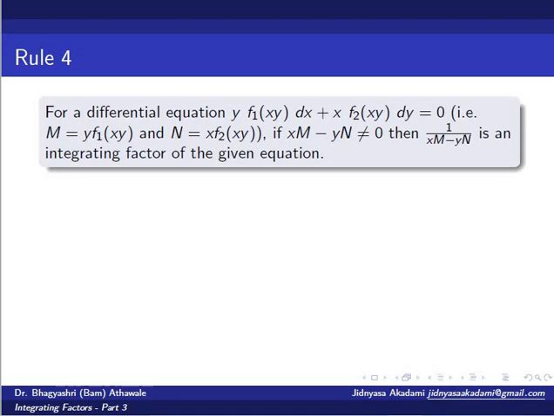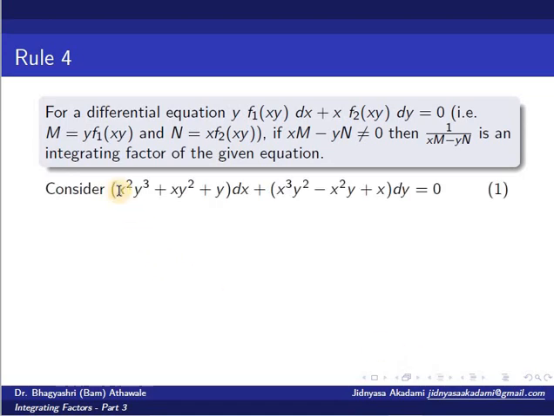Okay, so let us consider one example. Here all the terms are algebraic terms. In m, the degree of y is more by 1 than the degree of x in each term, and here the degree of x is more by 1 than the degree of y in each term. So this differential equation is of this type. If we take y outside, then it is x square y square plus xy plus 1, which is a function of xy, and so on. So my differential equation is of this type.